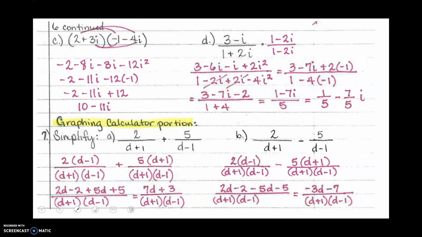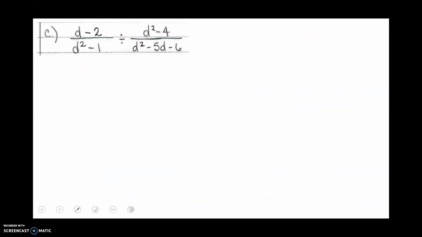So you can notice that this is going to be a negative 5d and a negative 5, just like this was a positive 5d and a positive 5. So it distributed to both of those terms. All right, so then combining like terms again, 2d minus 5d is negative 3d, and negative 2 and negative 5 is negative 7. So again, if there's anything that I could factor, I would want to factor and cancel, but if there's not, then that is my answer in lowest terms.